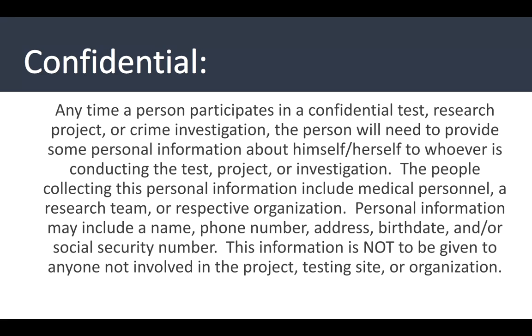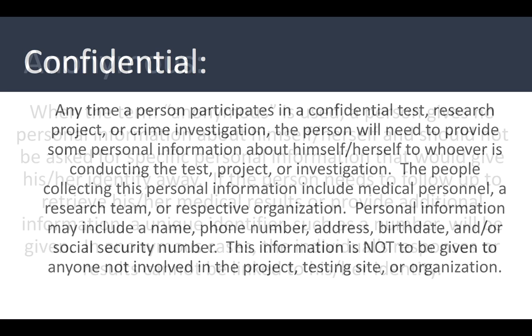This is information that we receive that we don't share with anybody that is not directly involved with that client. Now, when you think of confidentiality, you can also think about being involved in a test or a research project or a crime investigation. Again, if you're involved in a situation like that, you're not going to share information with anybody that is not involved within that project or that testing site or that organization. That's what it means to be confidential.